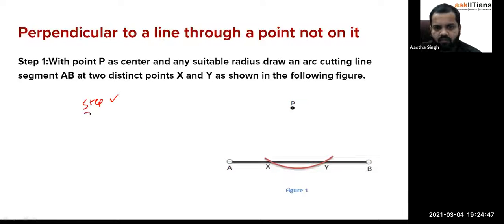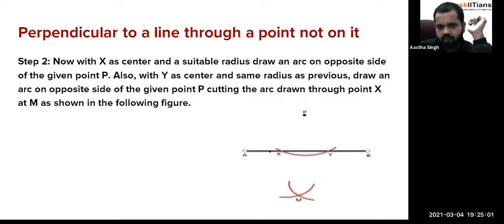Step one is clear. Draw an arc of any radius such that it cuts the line AB at two points, X and Y. Now read out the second step. Now X as center, and a suitable radius, draw an arc on the opposite side of the point P. If point P is above your AB, then draw an arc on the other side. Let me just show you what your second step is.